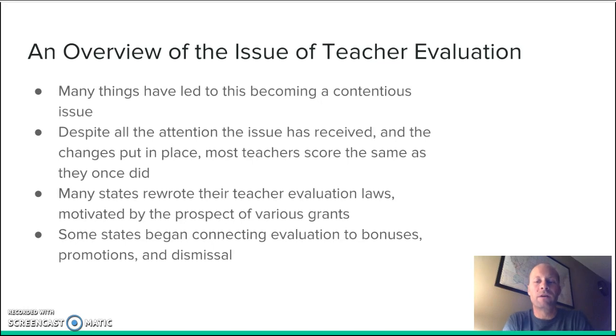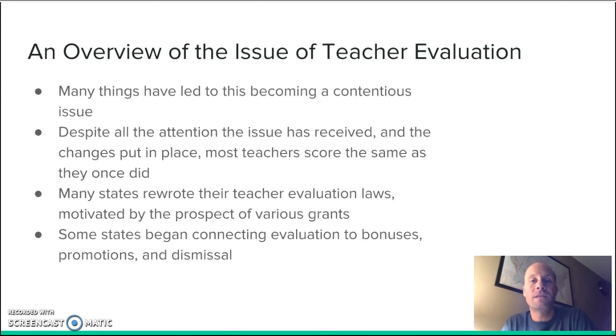So a little overview of teacher evaluation. This issue has become very contentious in the past few years. However, despite all the attention and all the changes that have been made, there's a lot of teachers that just continue to score the same as they once did. So a lot of people wonder if this is even an issue that really needs to receive all that attention.